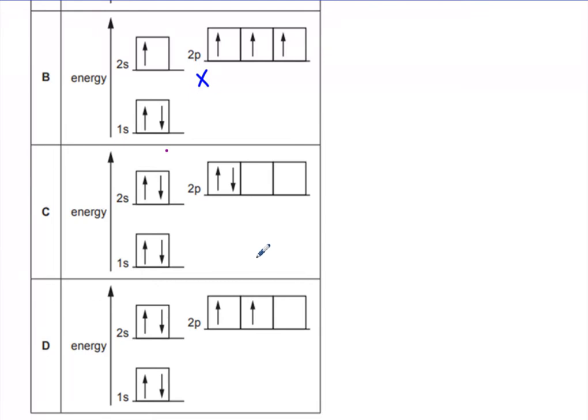And this is where we need to remember that extra rule about electron configurations, that electrons will go unpaired if possible. So they'll fill up every orbital. Remember, these boxes represent orbitals. We're going to fill up every orbital first before we pair up. So these have paired up too early. So this is wrong. So that makes D the correct answer.